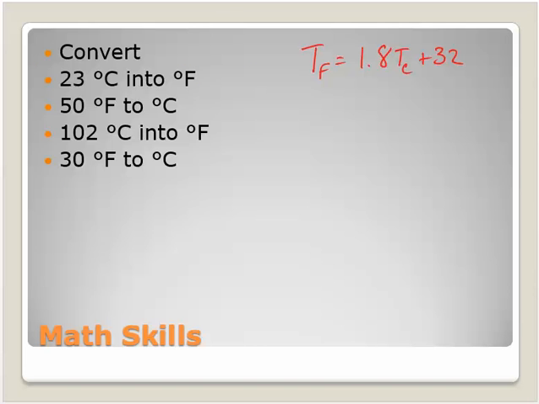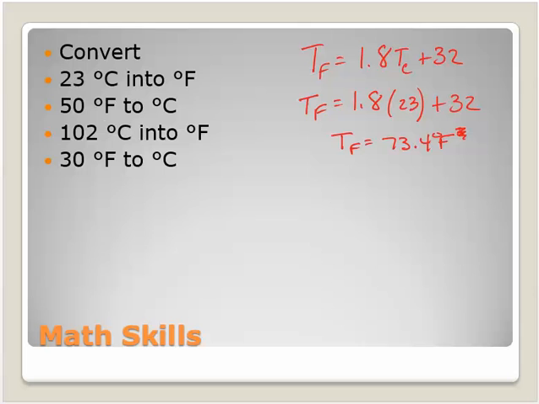Okay, let's do some practice problems here. I'm going to do the first two. You can do the last two. The first one, we want to change it from Celsius into Fahrenheit. So I'm going to put 23 degrees in for the Celsius. And we get 73.4 degrees Fahrenheit.